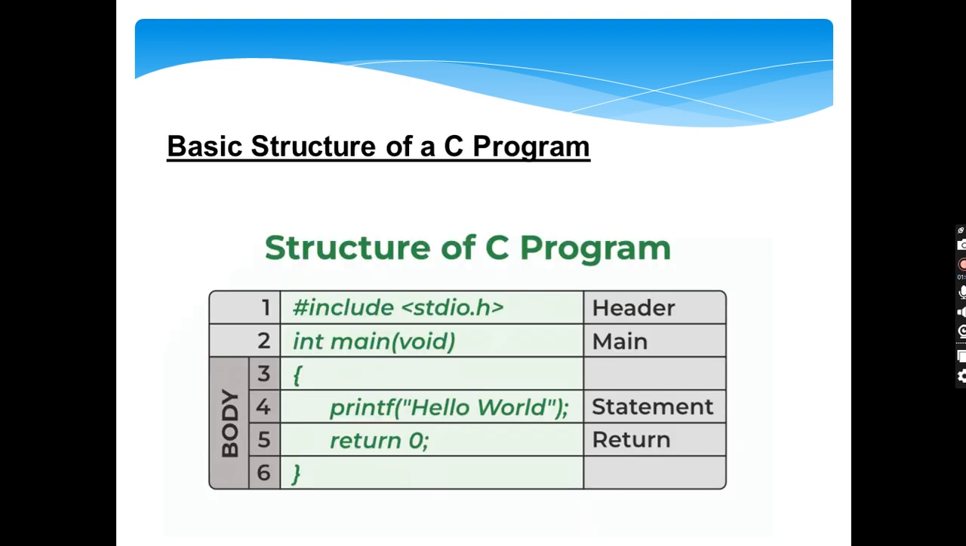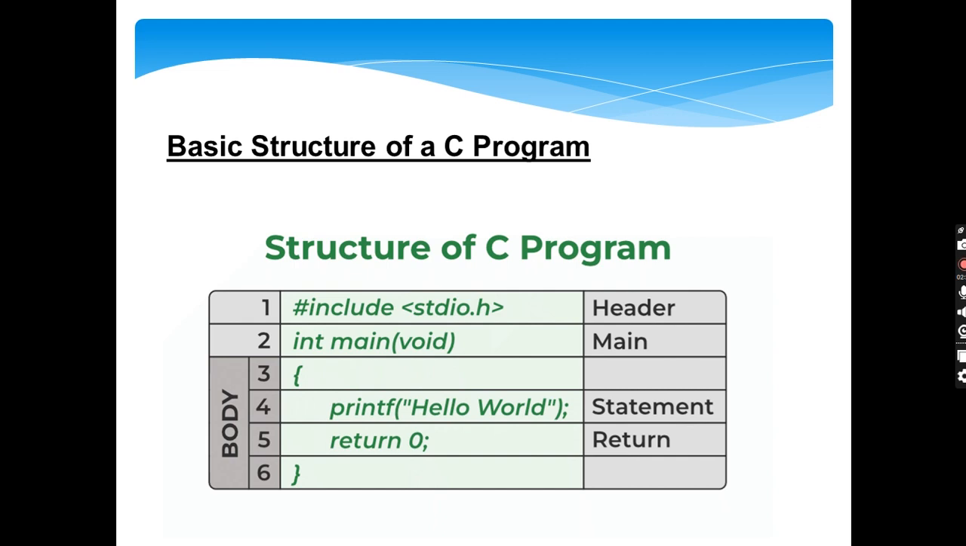Basic structure of a C program. The structure of a C program includes header, main and a body of the program. #include <stdio.h> is a header file, int main is the main function, and in the main function we have a statement which we want as output, and we have a return statement which returns the value.